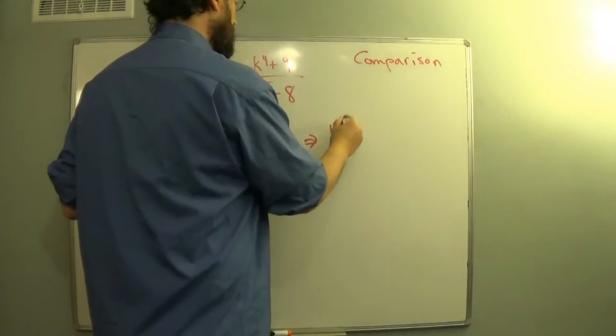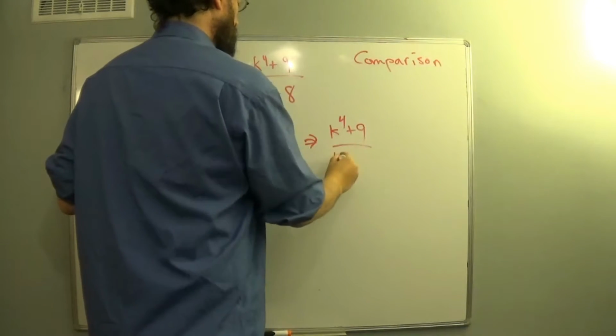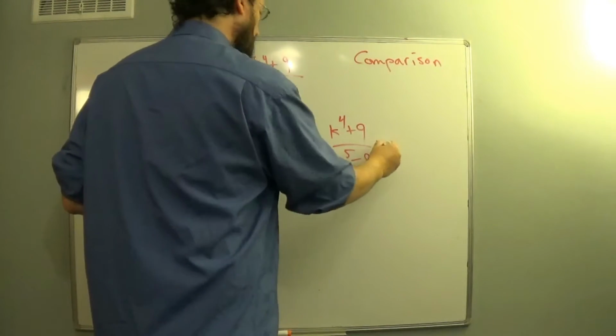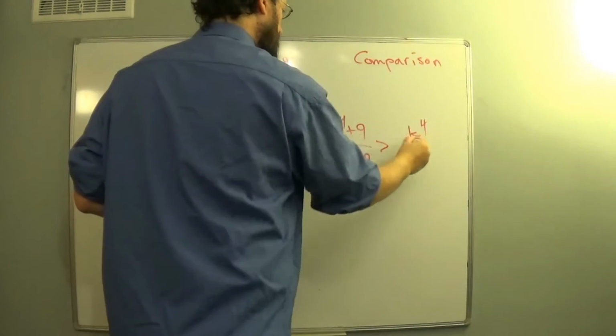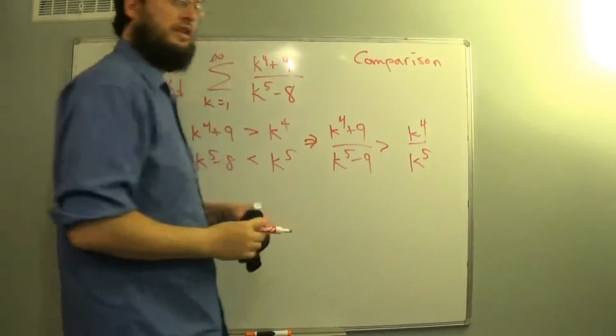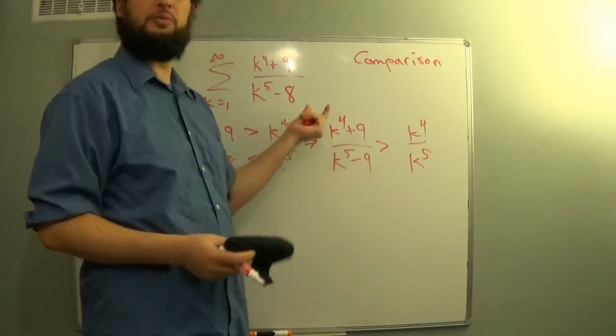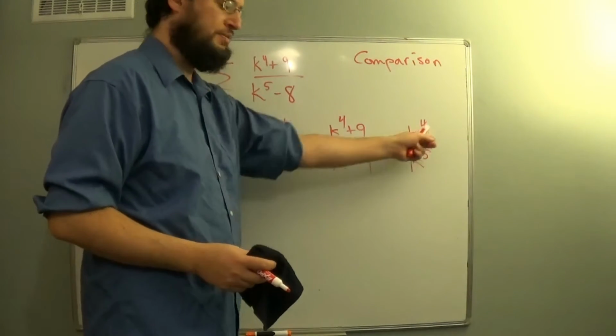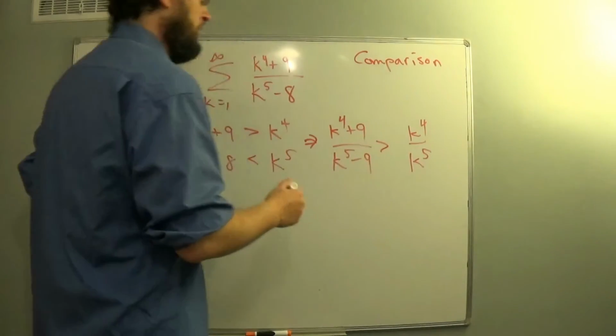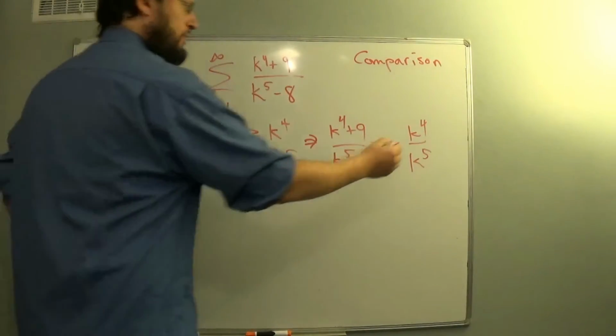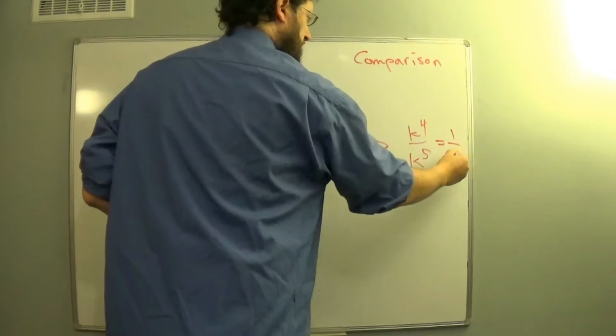So those things together tell me that this is actually always bigger than k to the fourth over k to the fifth. Numerator is bigger, makes it bigger. Denominator is smaller, also makes it bigger. So these things compare in this direction. So what does that tell me? That tells me, well, this is just 1 over k.